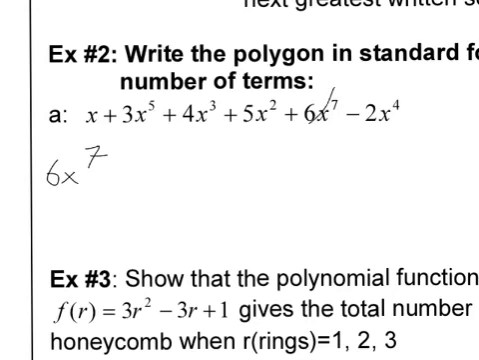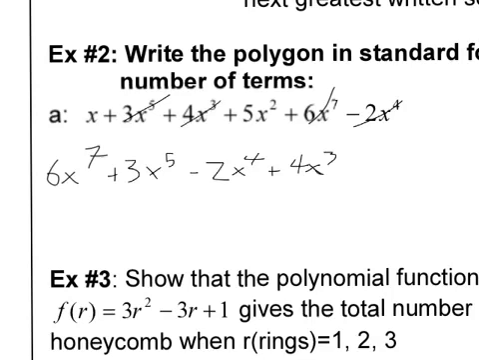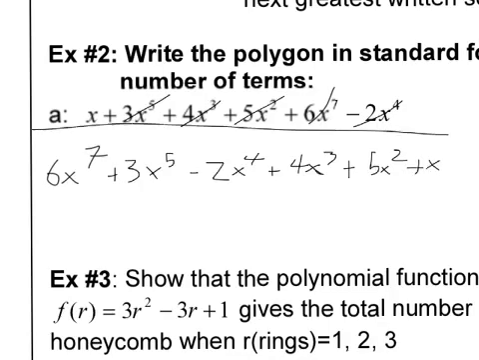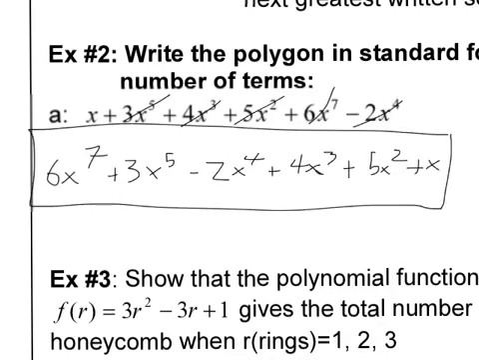What's the next highest degree? I see the 5th. So I'm going to go plus 3x to the 5th. The next one's going to be minus 2x to the 4th. The next one is going to be plus 4x cubed. Fix my x there. Next one's 5x squared. And the next one is just plus x. And there, we've written that thing in standard form.